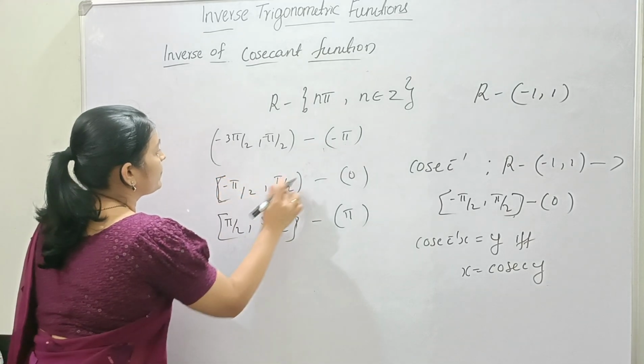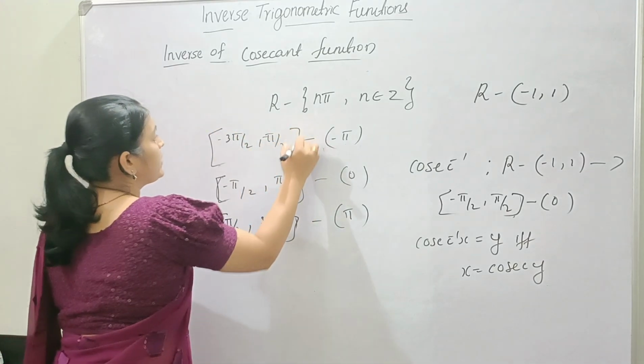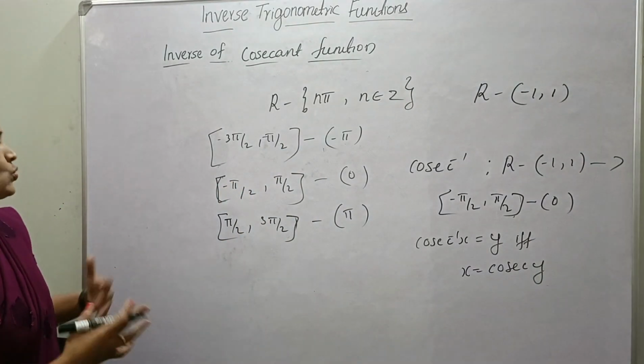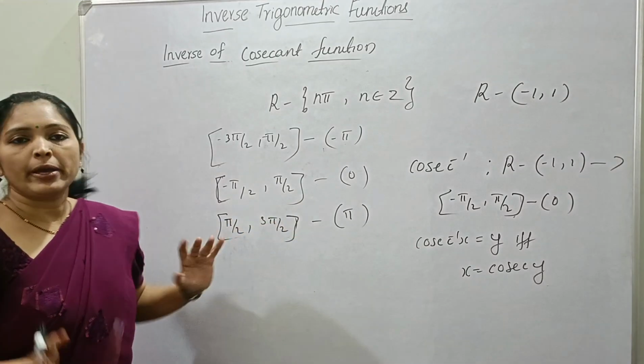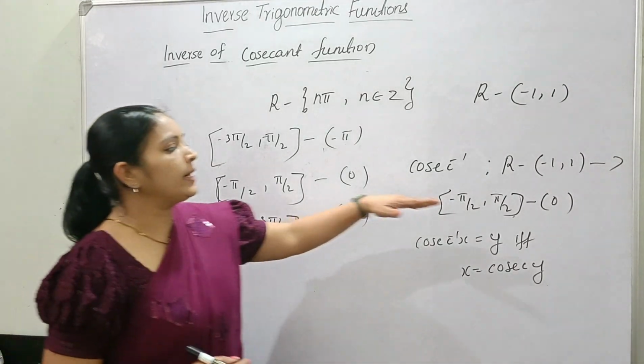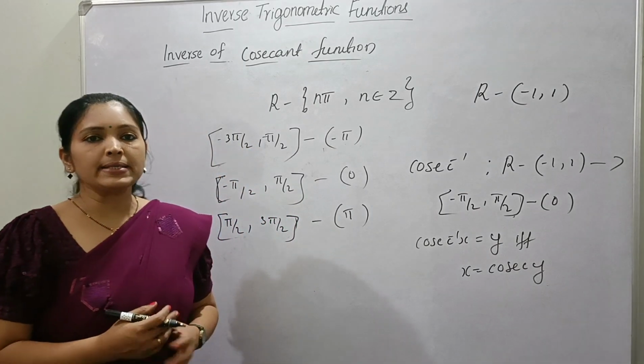So here, in the closed interval, all these angles are included. Minus 3 pi by 2, minus pi by 2 are included; minus pi by 2, pi by 2 are included; pi by 2, 3 pi by 2 are included. So therefore here the range is the closed interval minus pi by 2 to pi by 2, minus 0.